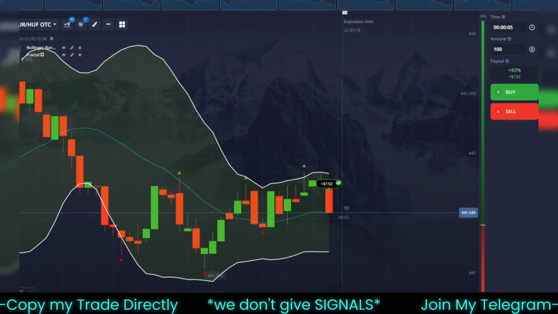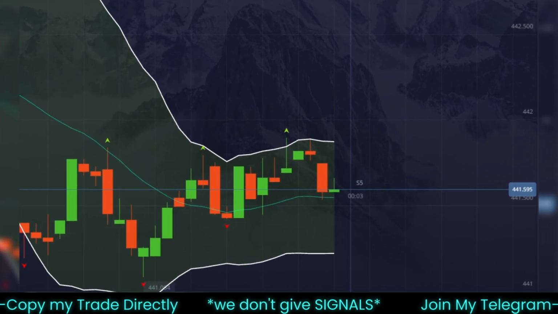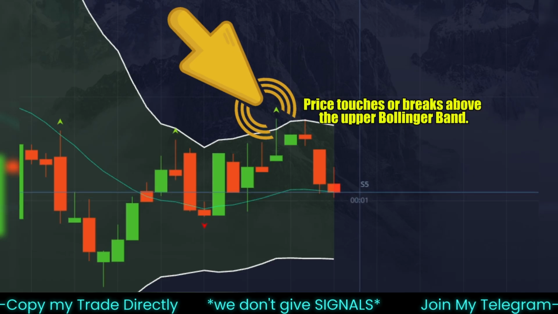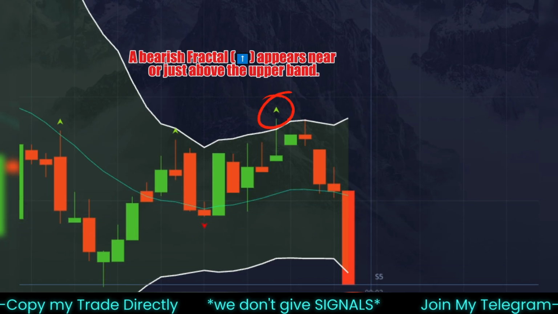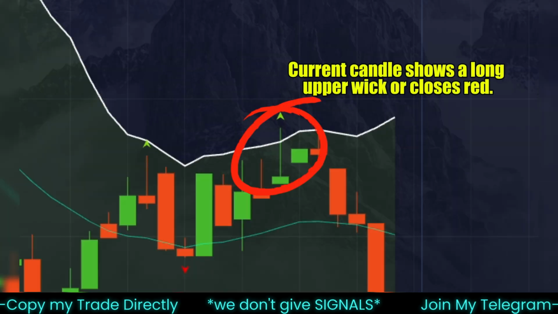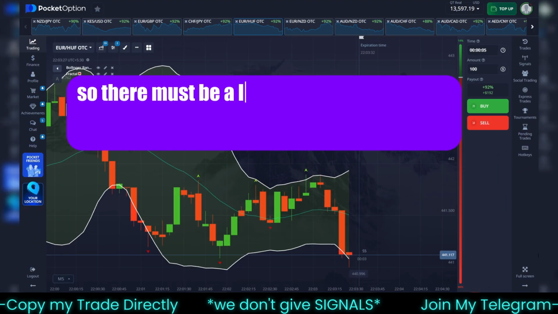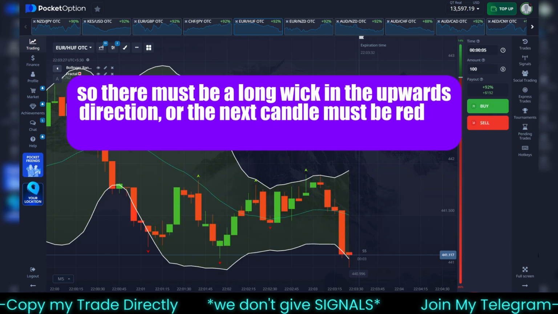Now the reason for this setup is, you can see as I explained, the upper line of the Bollinger Band was broken here, and as soon as the fractal indicator appeared, I marked an entry for the downward direction. And this is a very long wick in the upward direction. So there must be a long wick in the upwards direction, or the next candle must be red for a down setup.